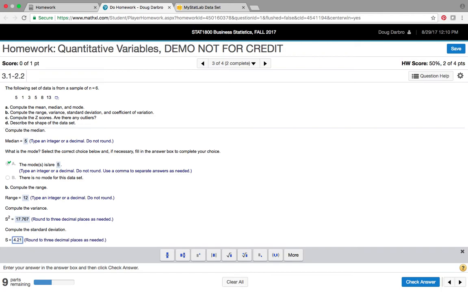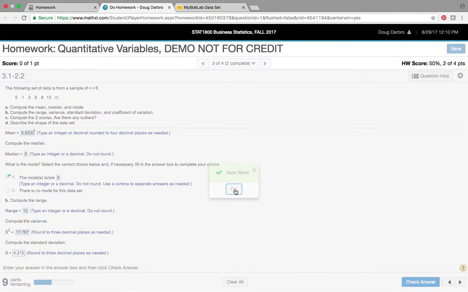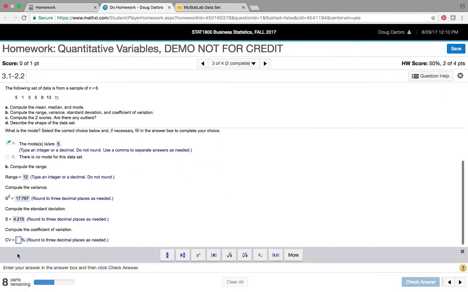2, 1, 5. Is it 3 places? Yes. And the coefficient of variation to 3 places, so 72.258.